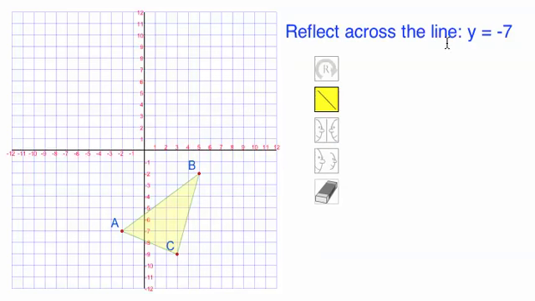Here we're being asked to reflect across the line y equals -7, so we're looking for a line where all the y values are always -7. So that's going to be right here along this line. Let me demonstrate that.